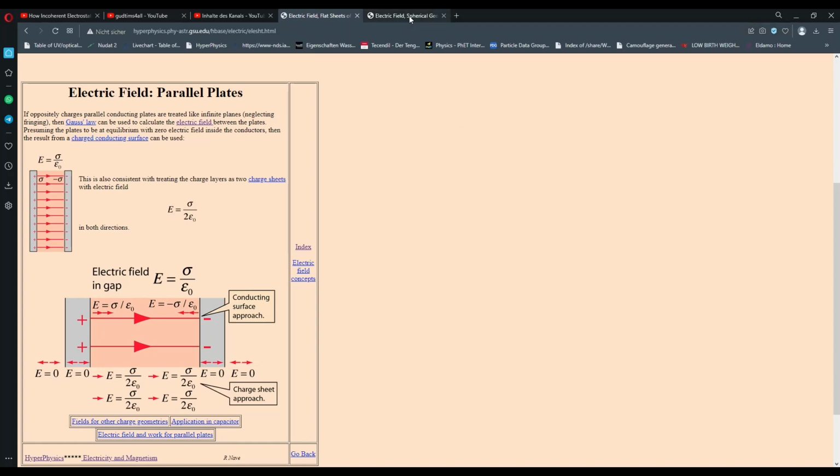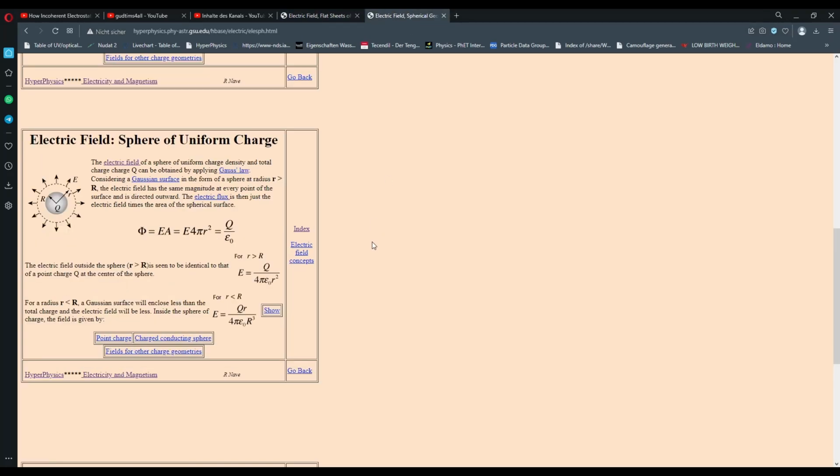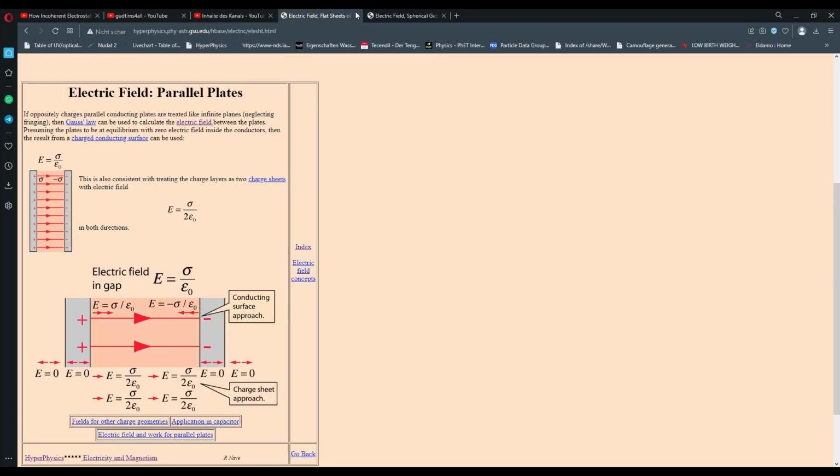Now, if we look at the spherical geometry, a sphere of uniform charge, you see that for r bigger than big R, which is if we are outside of the radius of the sphere, this is our electric field. Q here is the charge, and then there is the electric field constant again. Then there's R squared. Aha! So the further up we move, the weaker it's going to get with R squared. That's useful information. 4 pi is also there due to the spherical geometry. Can you see how these two are not particularly alike? I hope you can.